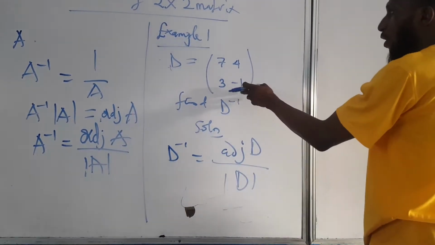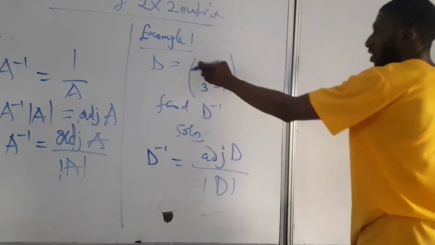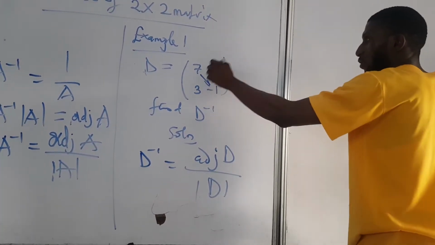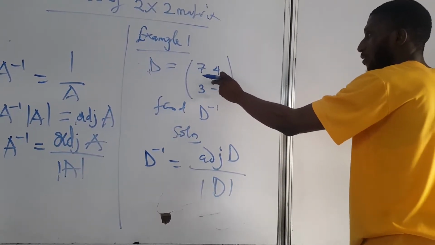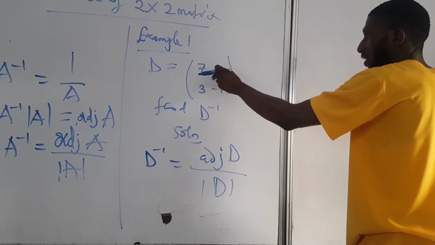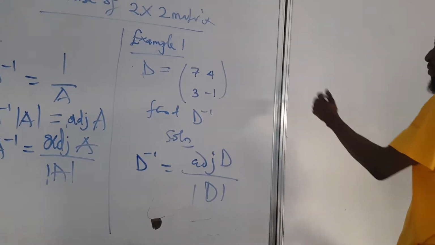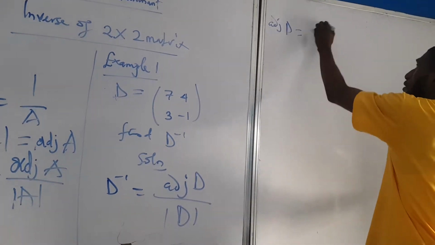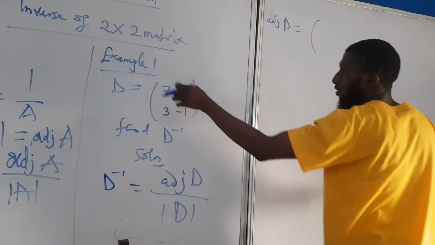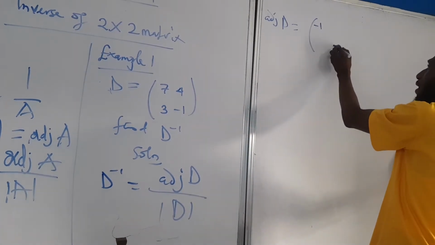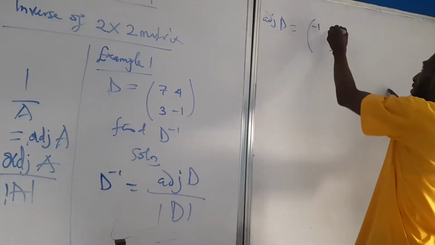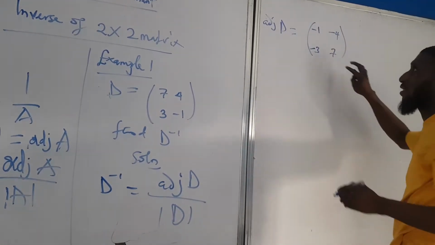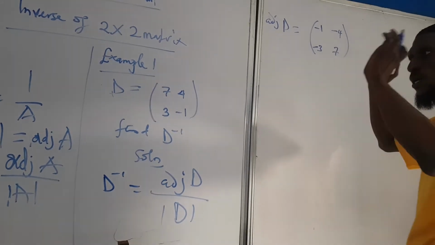To find the adjoint of a 2 by 2 matrix, what we just need to do is to transpose the principal diagonal. We call this the principal diagonal. And we change the sign of the numbers in the ordinary diagonal. Then the adjoint of D now equals 1 is minus 1, which is coming here, 7 is coming here. We have minus 1 and 7. Then the ordinary diagonal, just change the sign. Nothing is changed apart from the sign at the back. We have a minus 3. And this is the adjoint of D in a 2 by 2 matrix.